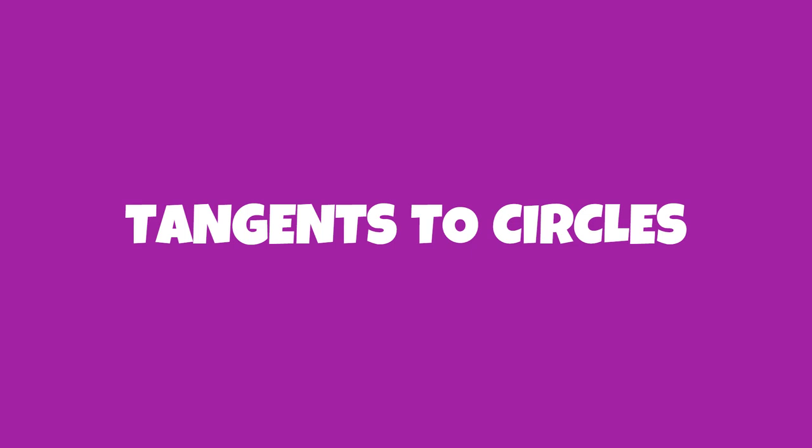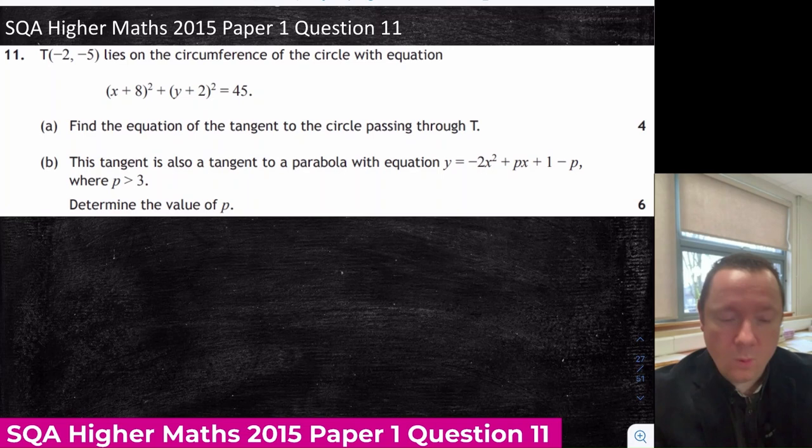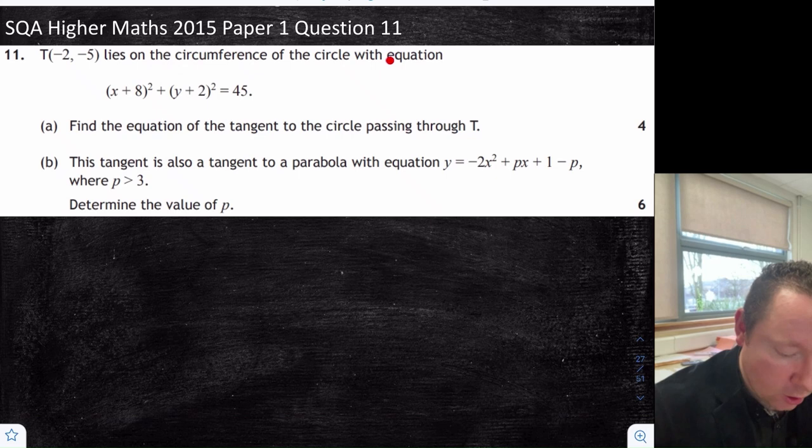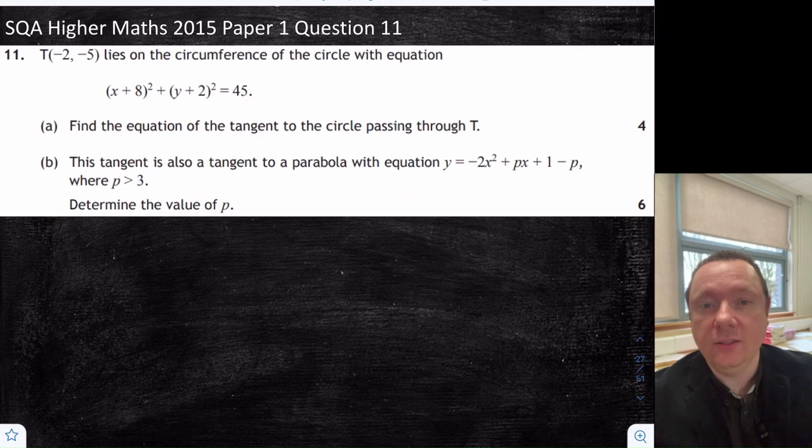Okay, SQA Higher Maths 2015, paper 1, question 11. T (-2, -5) lies on the circumference of the circle with this equation. Find the equation of the tangent to the circle passing through T. So let's work out the equation of the tangent.